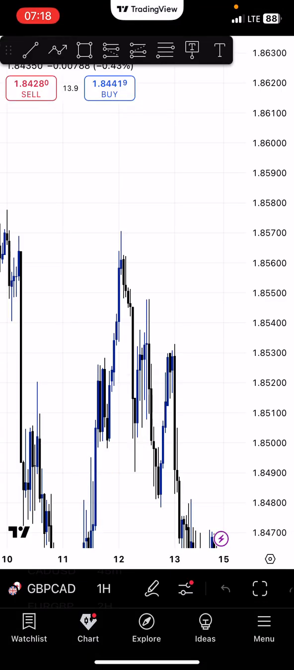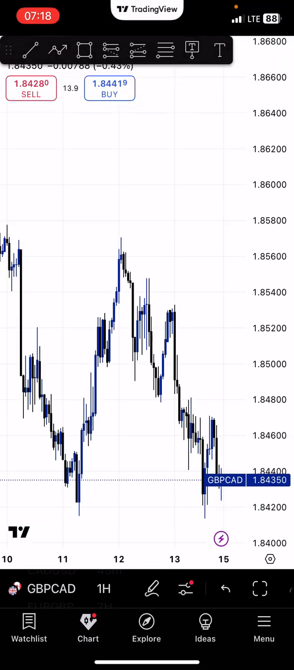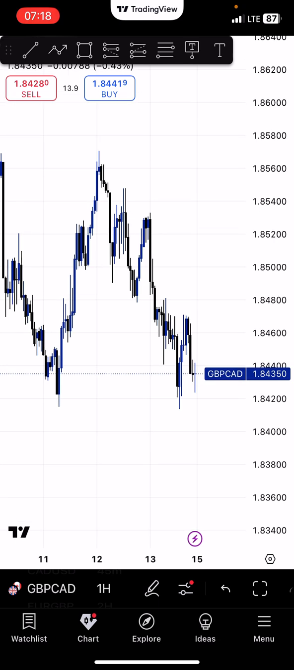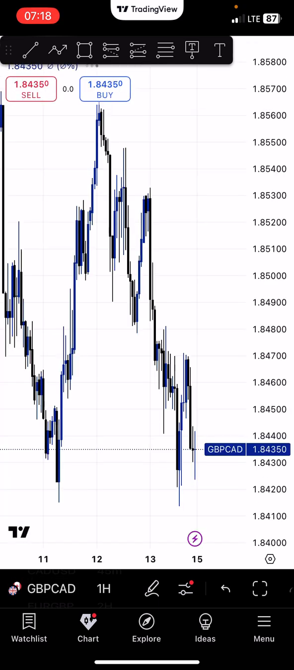Okay, good morning guys. I'll be doing another video for you regarding market structure and breakout structure, and I'll be using a different chart in this case.